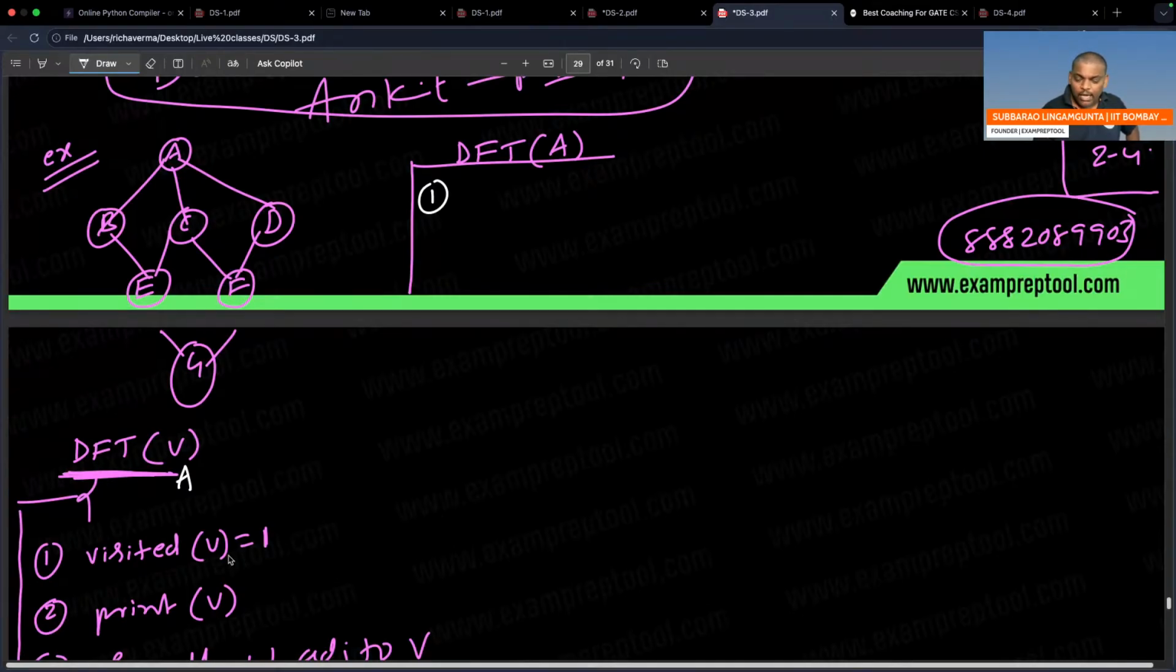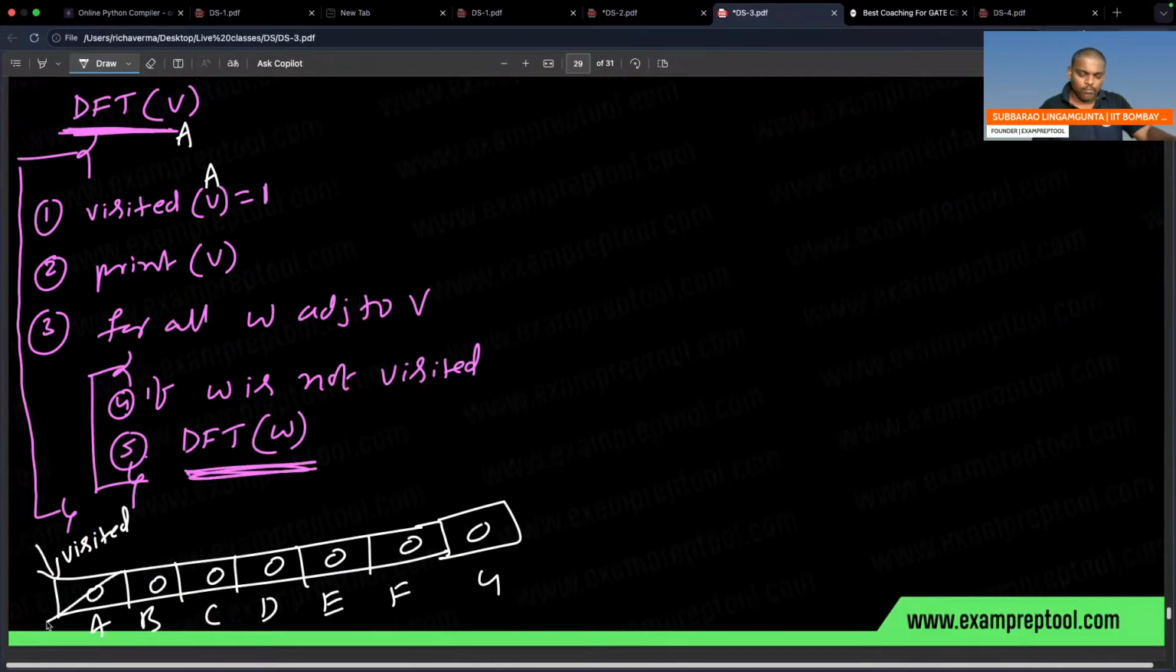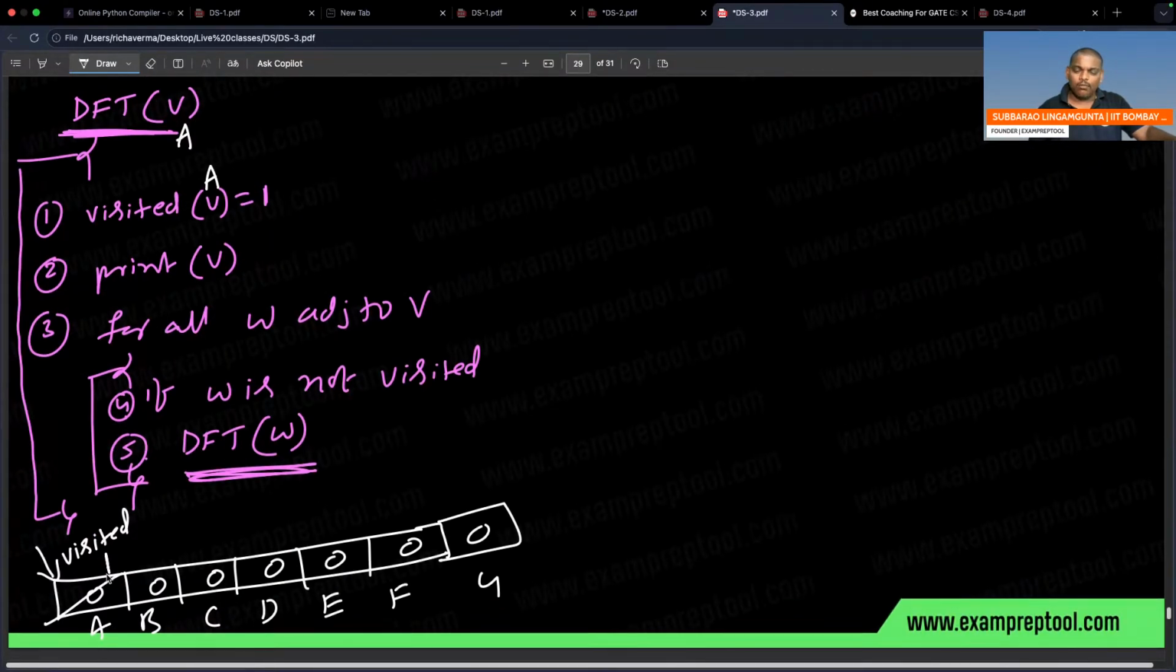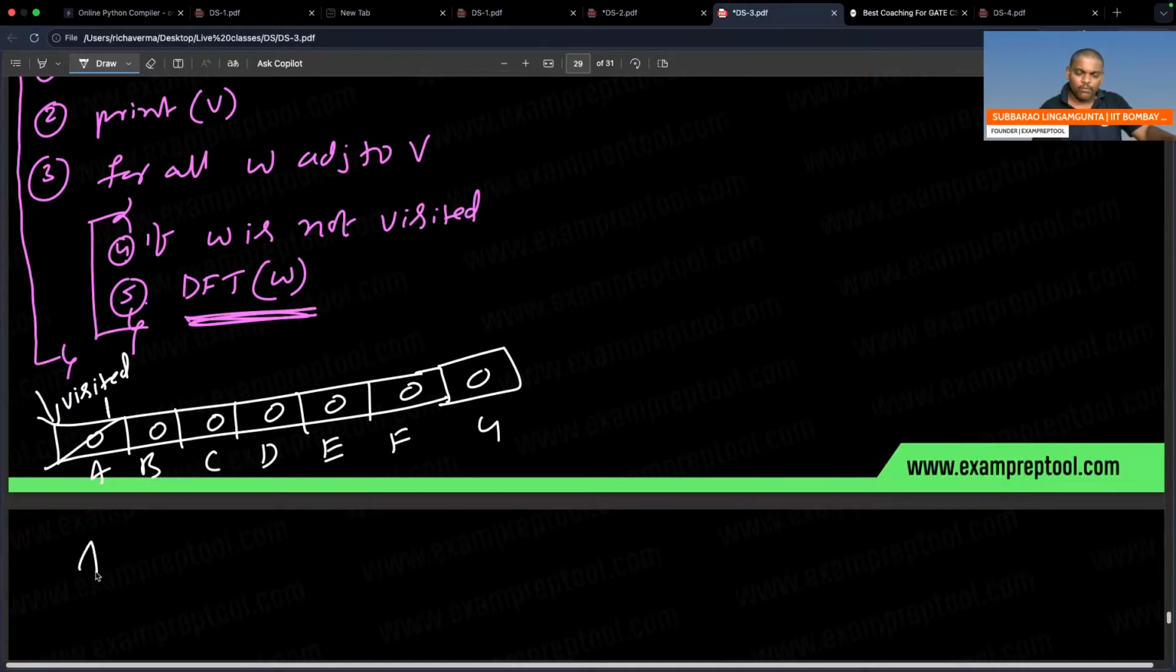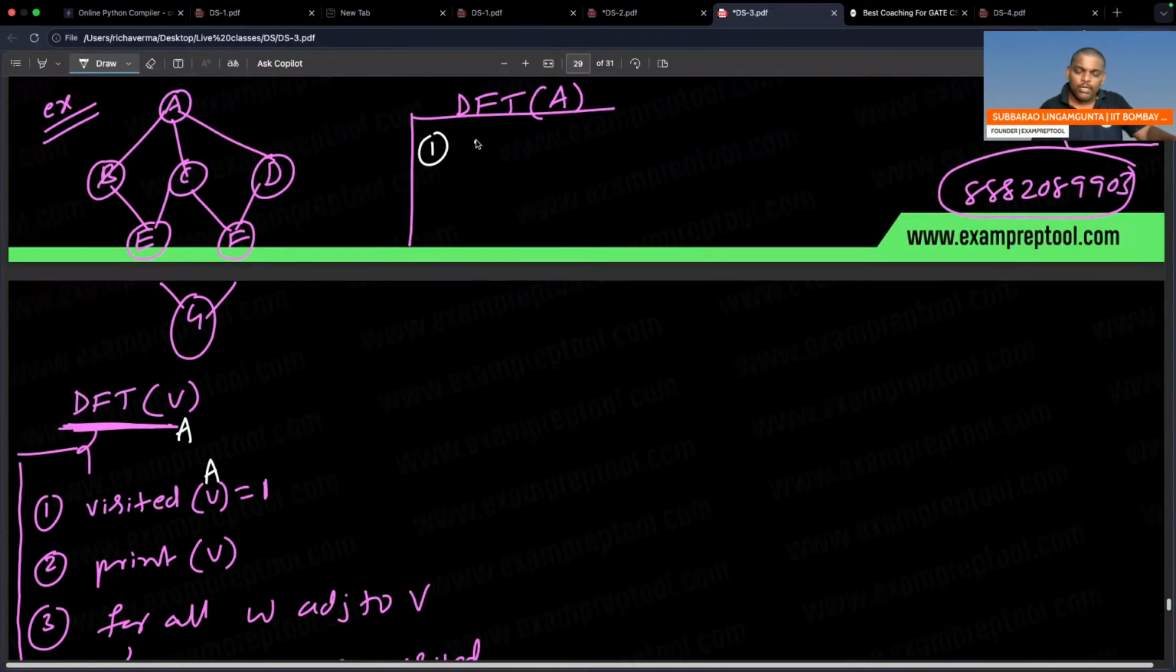Visited of A is equal to 1. Okay. Second, print that. I am printing the answer. A is printed, so the first step is completed. Second step is completed. Now let's go to the third step. For all W adjacent to V. So adjacent to A, how many? B, C, D.